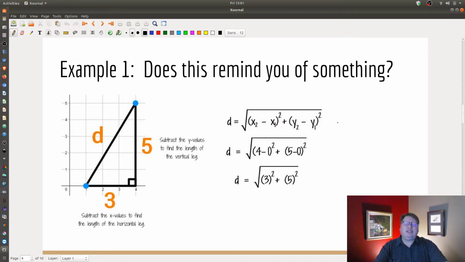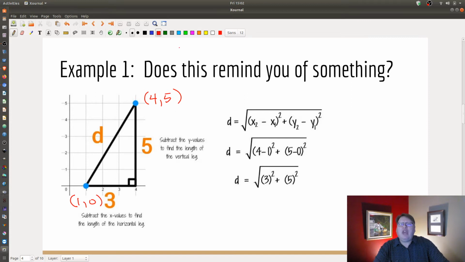Here is an example of this formula in use. I'll help you through some, but this one's worked out for us. I want you to look at this really carefully. You're given these 2 blue points. Those are called the endpoints of the segment, and each of those endpoints has a certain x and y value. I'm going to label that for you. This first point down here has the coordinate 1, 0, and this point up here has the coordinate 4, 5.